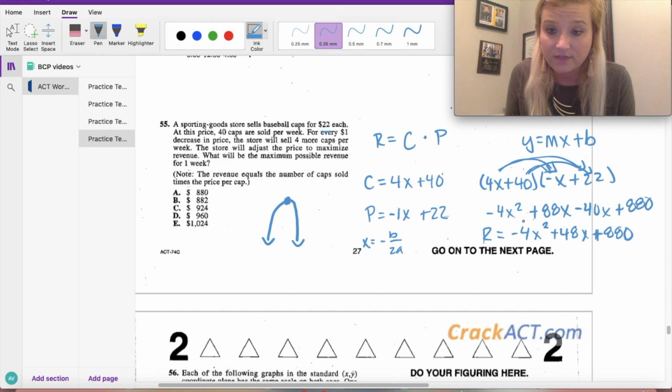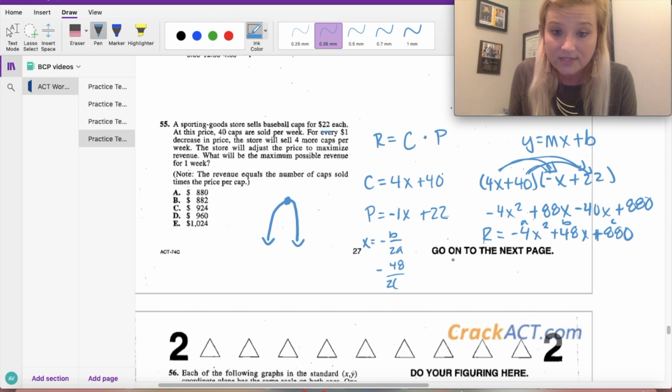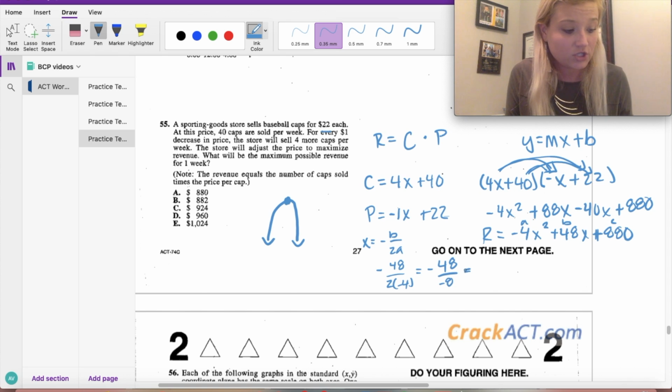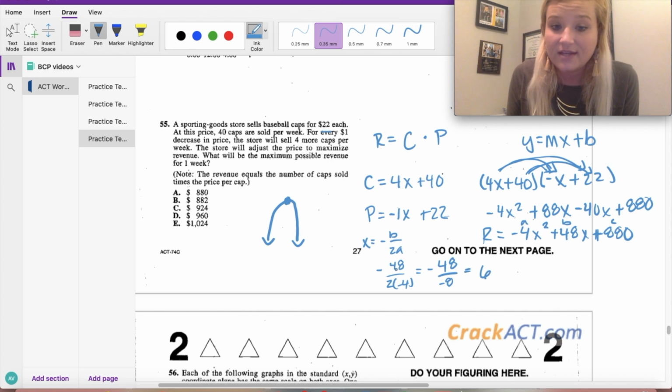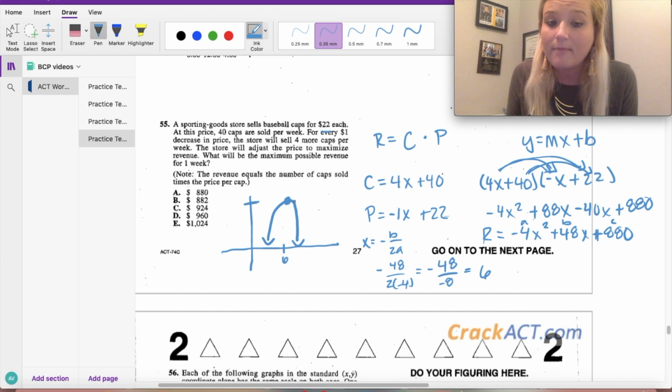It comes from this being our a, this being our b, this being our c. So that would be negative b, which is 48, over 2 times a, which is negative 4. So that is negative 48 over negative 8, which is positive 6. So that is the x value of our vertex.